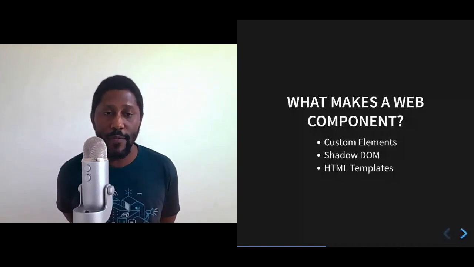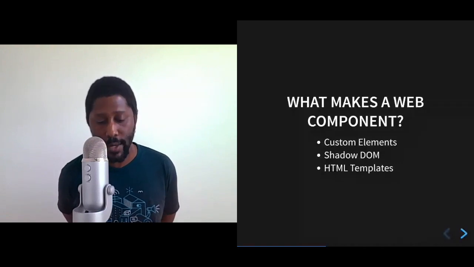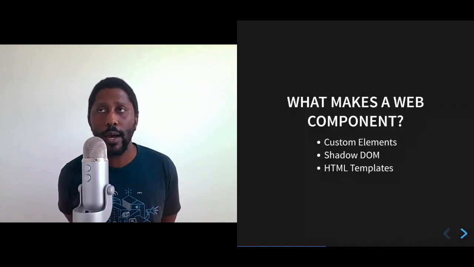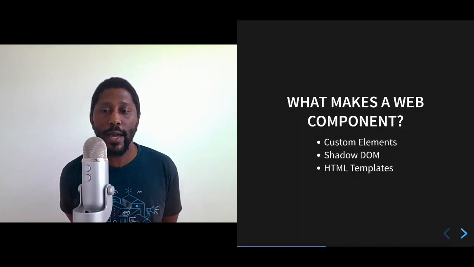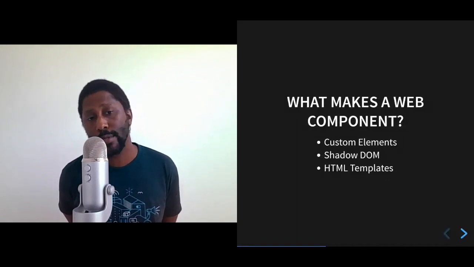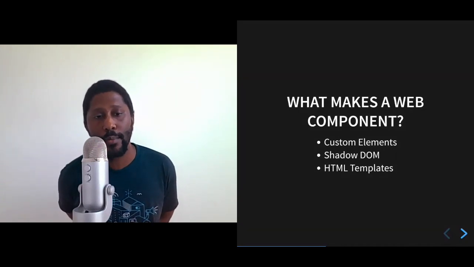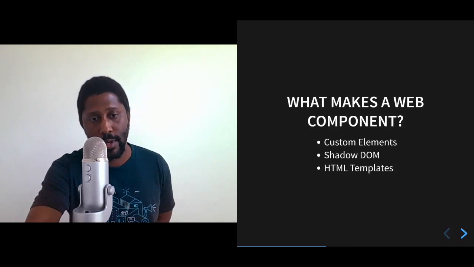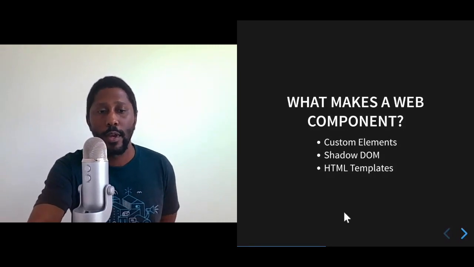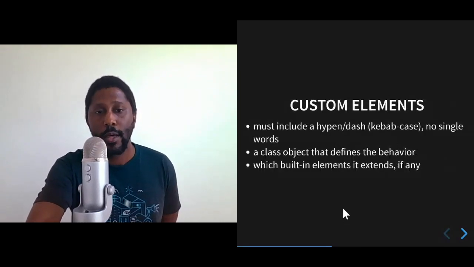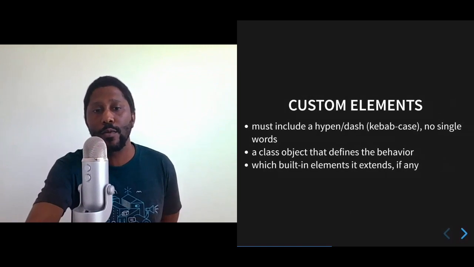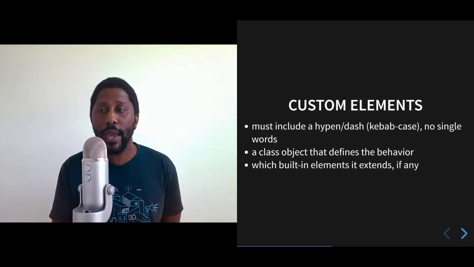So now, as I stated before, web components are built on web standards. And there are 3 low-level APIs that come together to create web components. So we have custom elements, shadow DOM, and HTML templates. So let's start off with the custom elements. The custom elements API allows you to register a custom element on the page.